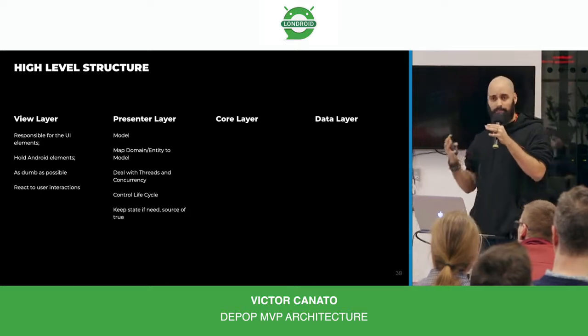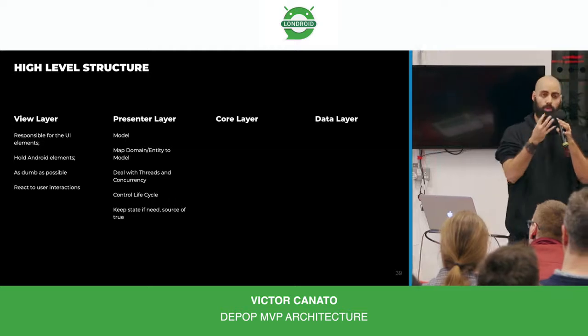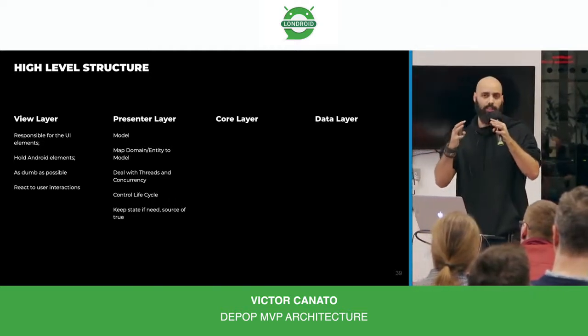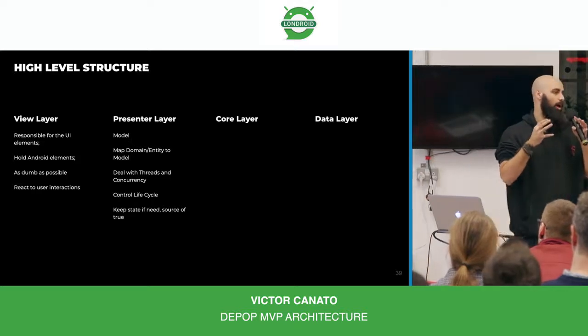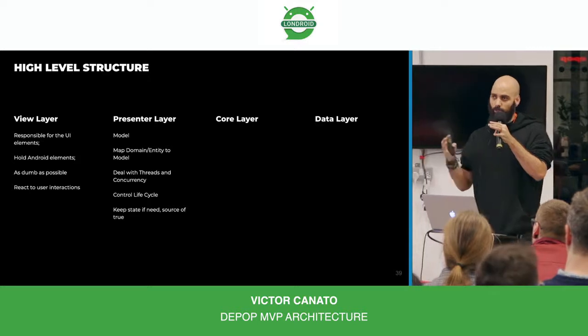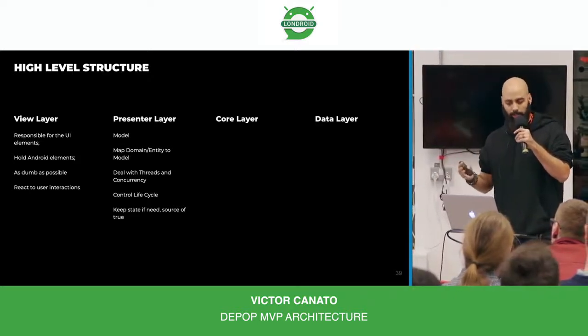Our second layer is the presenter layer. It holds our model that represents what we want to show to the user on the screen. It holds our domain, our entity, that is the rules that we have inside our feature. It deals with the threads, so the concurrency that the code presents to us is handled in the domain.